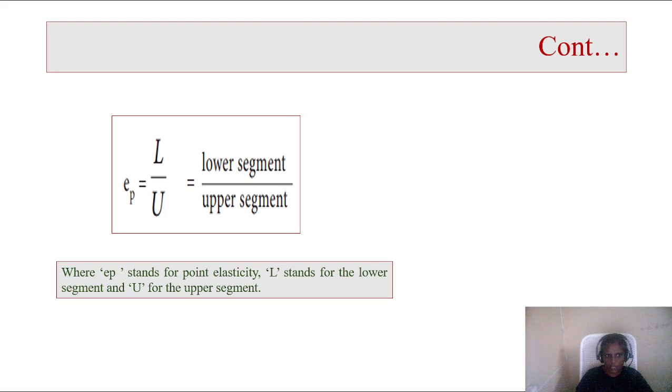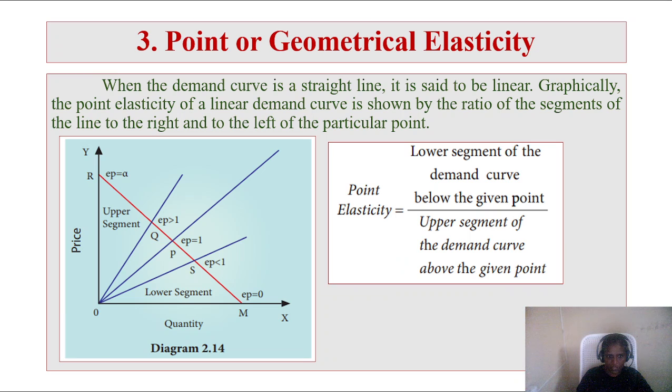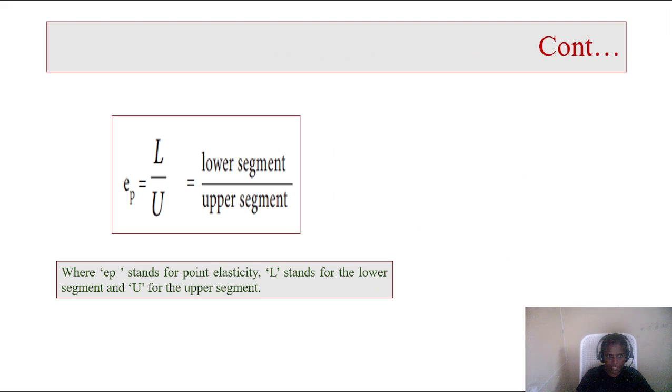Now you see, EP is equal to L by U. So here EP is nothing but L by U, lower segment over upper segment. Here EP stands for point elasticity, L stands for the lower segment, and U for the upper segment.